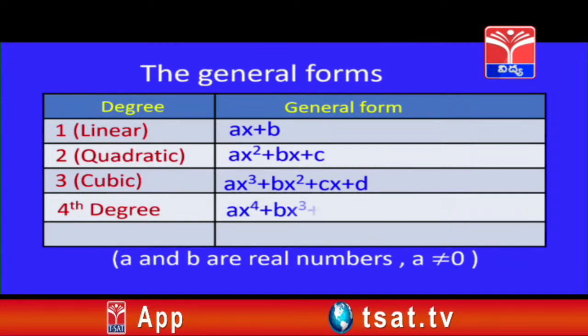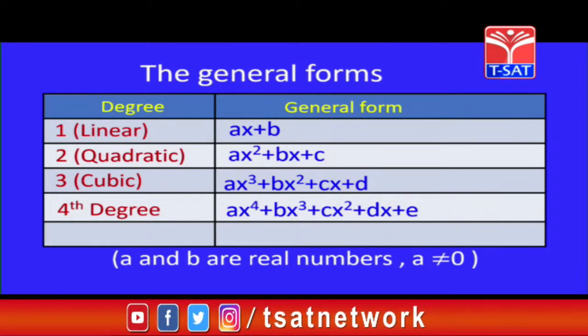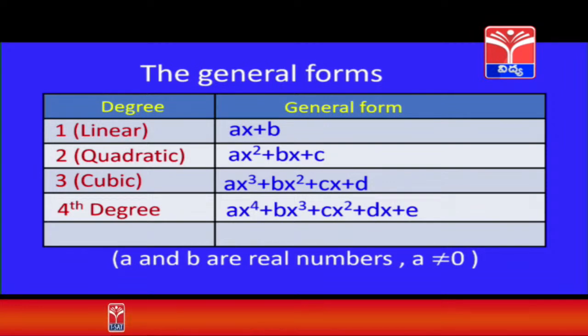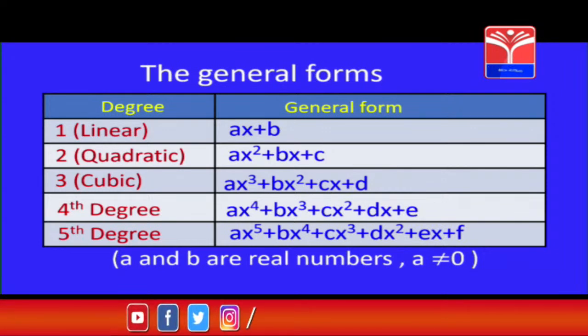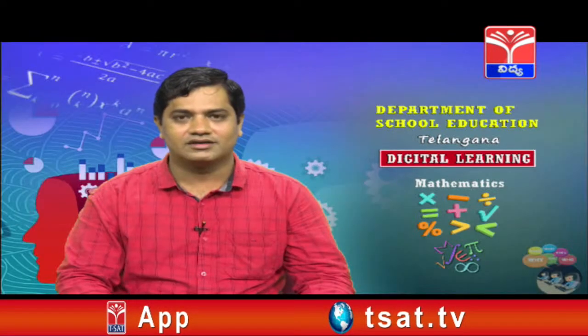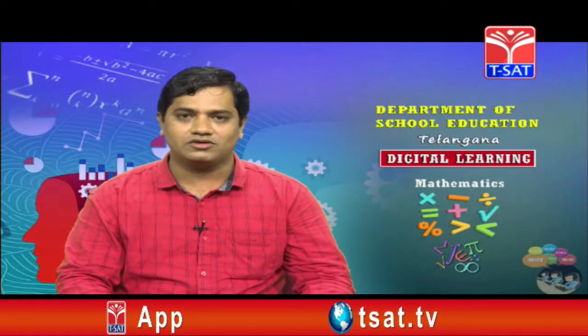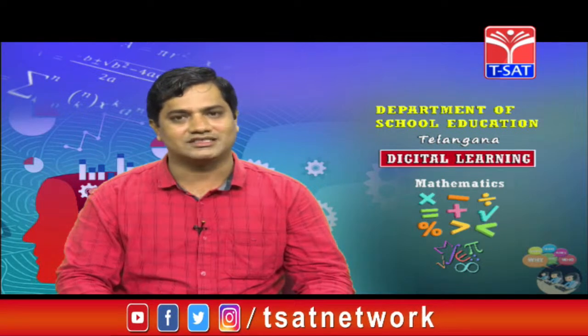So just have a look here. Ax to the power of 4. Here the first term where we are writing a, it should not be equal to 0. Ax to the power of 4 plus bx cube plus cx square plus dx plus e. So this is the general form of a fourth degree polynomial. From this tabular form, you can write any polynomial general form and any example also. So in the place of coefficients, we can take any real number, but the exponent should be a whole number only. Then only it is a polynomial. Otherwise, it is just an algebraic expression.